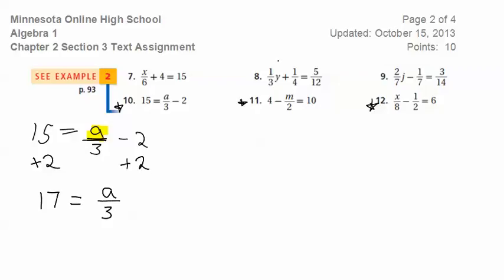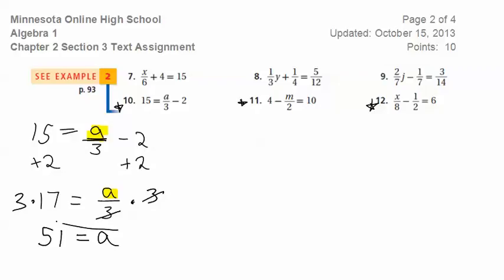So now we are ready for the next step, which is to, again, we're trying to solve for a. So here's a. Now it says that a is divided by 3. So the opposite of dividing by 3 would be to multiply both sides by 3. On the left side, 3 times 17 is 51. On the right side, we have 3 on the bottom and 3 on the top. They would cancel. Or you could say 3 divided by 3 is 1. And you're just left with a.